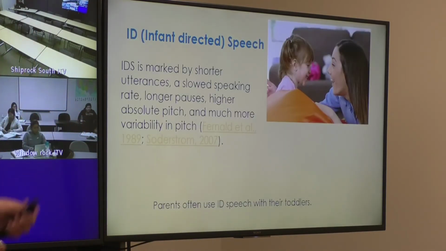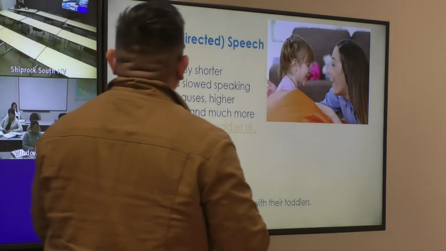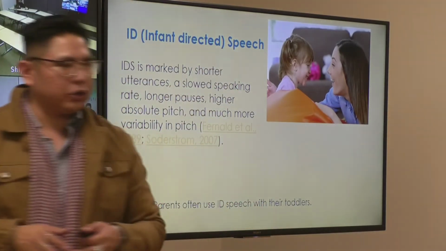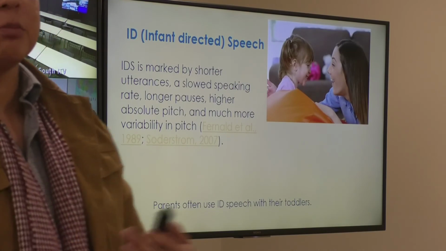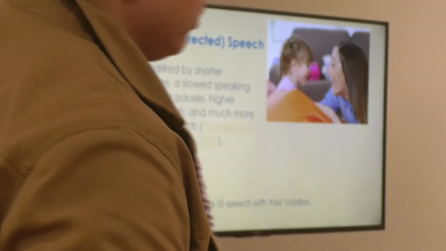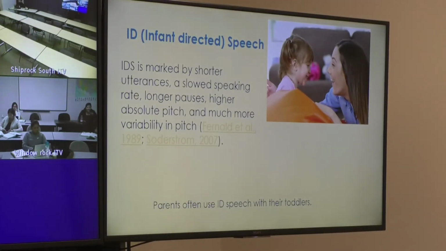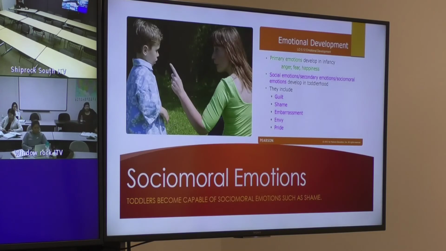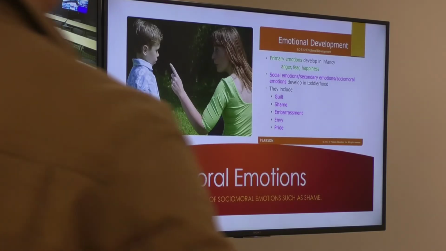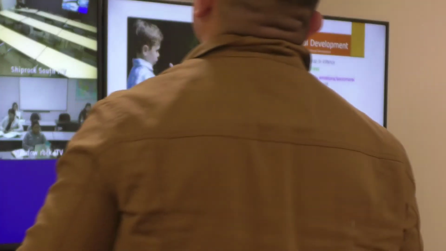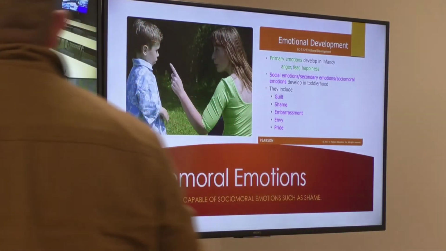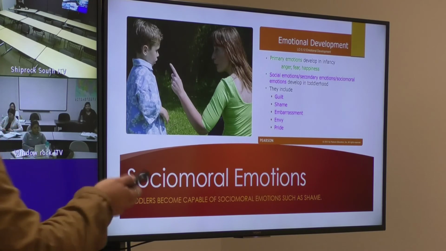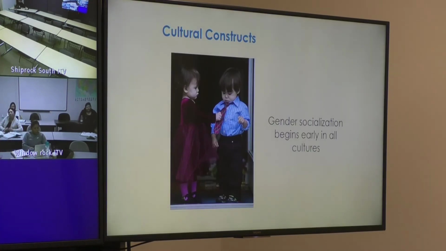Within that, you have infant-directed speech. So when you're talking to a child, you don't want to create this whole long, complex sentence for them. You want to make sure that you're able to break it down, as simple and as intelligible as possible for the child. Emotional development. So you have socio-moral emotions. Children become more capable of what is considered guilt, shame, embarrassment, envy, pride, all these different aspects.